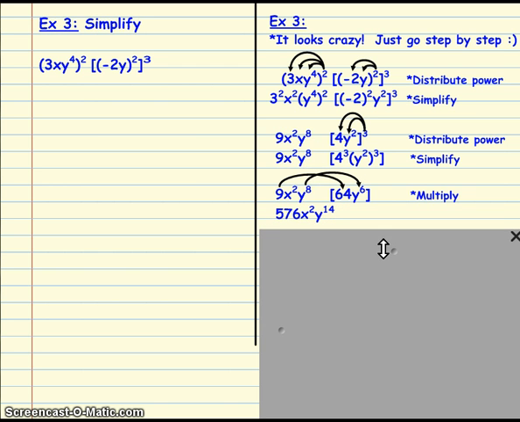So 9 times 64 is 576. Keep the x squared, and simplifying the y's, y to the 8th times y to the 6th is y to the 14th power. Okay, so take care of the power to a power rule first, do some simplifying, and then at the very end, multiply your like terms.